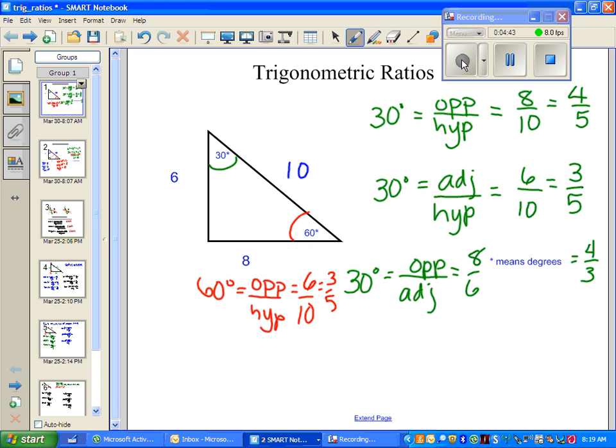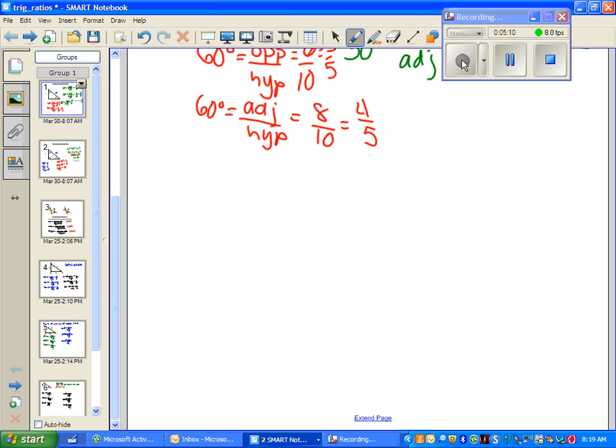3/5. Did somebody tell me for the 60-degree angle what the adjacent side is over the hypotenuse when you're looking at that angle? Right. So adjacent over hypotenuse equals 8 over 10. Josh, what does that simplify to? 4/5.